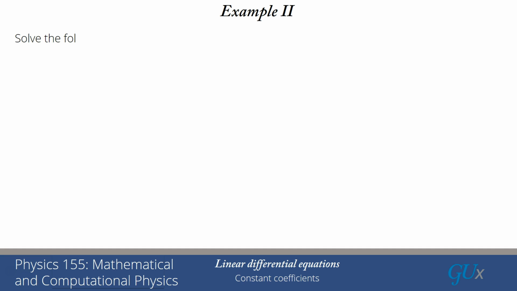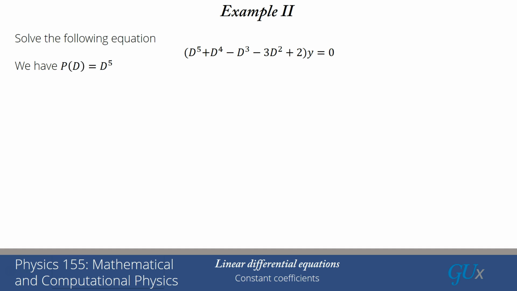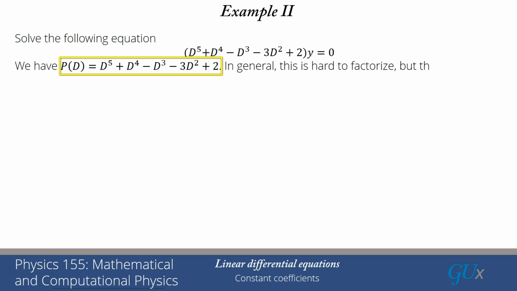All right, let's take a look at our next example. We're going to solve the following equation: D to the fifth plus D to the fourth minus D cubed minus 3D squared plus 2 acting on y is equal to 0. So we have our polynomial p of D. It's this quintic polynomial, and we've got to find the factors of this.